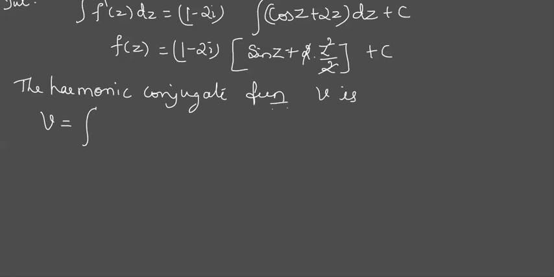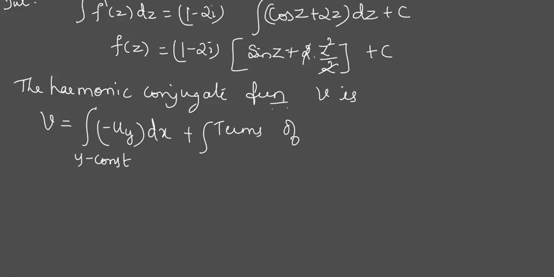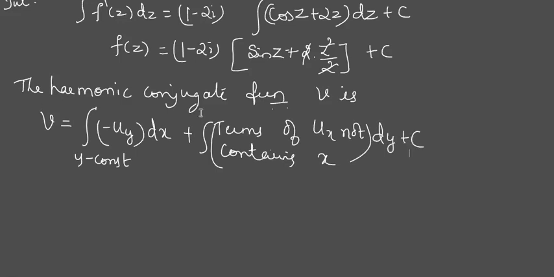Integration of Vx, correct? Vx is equal to minus Uy. This is how it should be remembered. Plus the terms of Ux not containing x. Let us take these and do the integration with respect to y. Add the constant c.